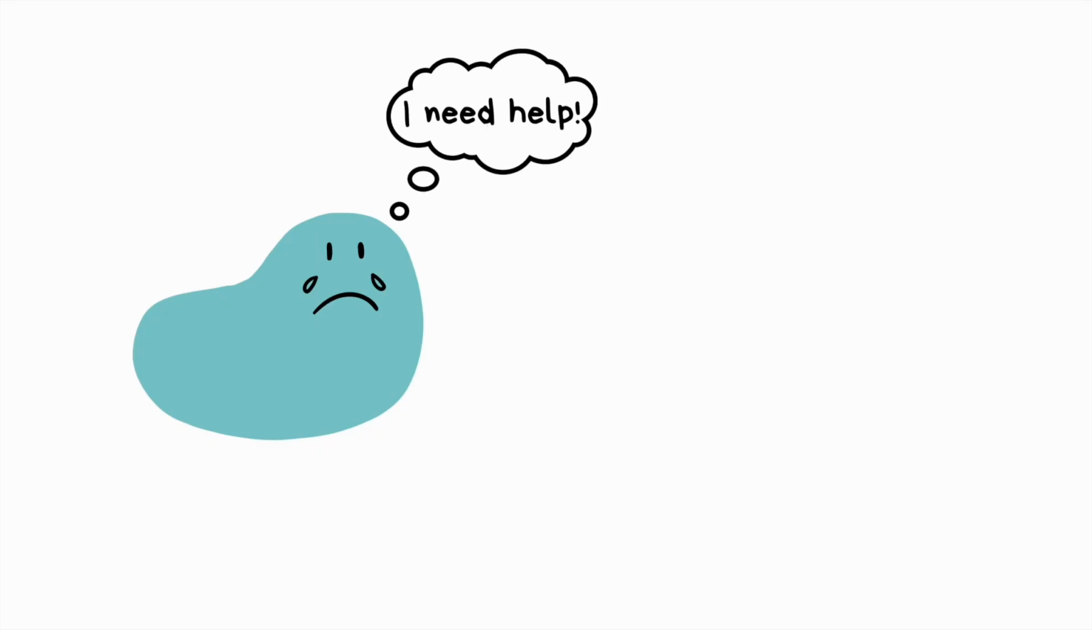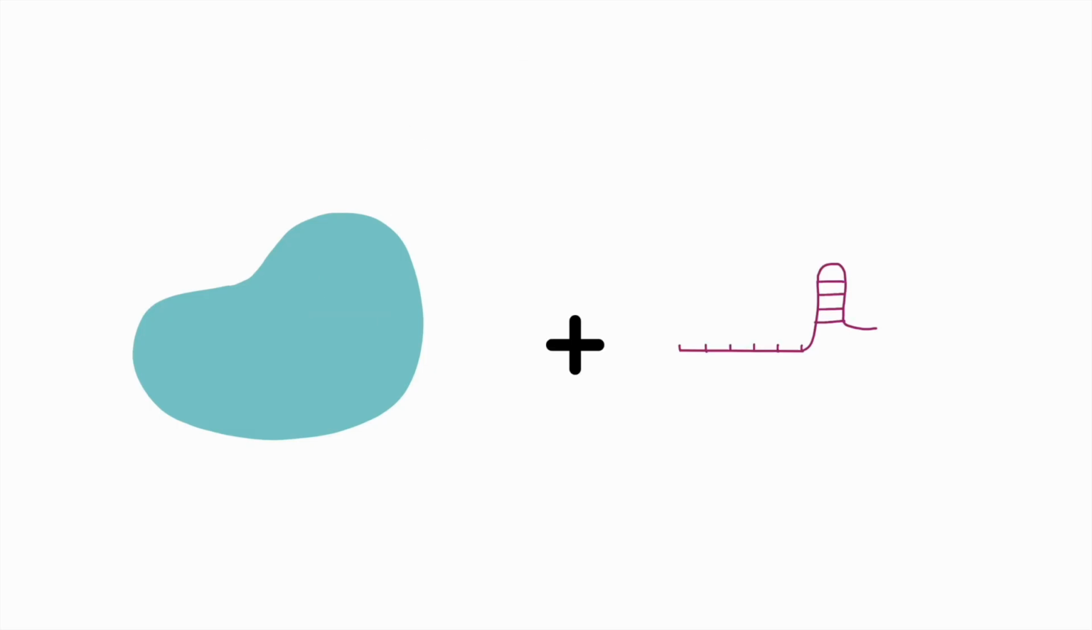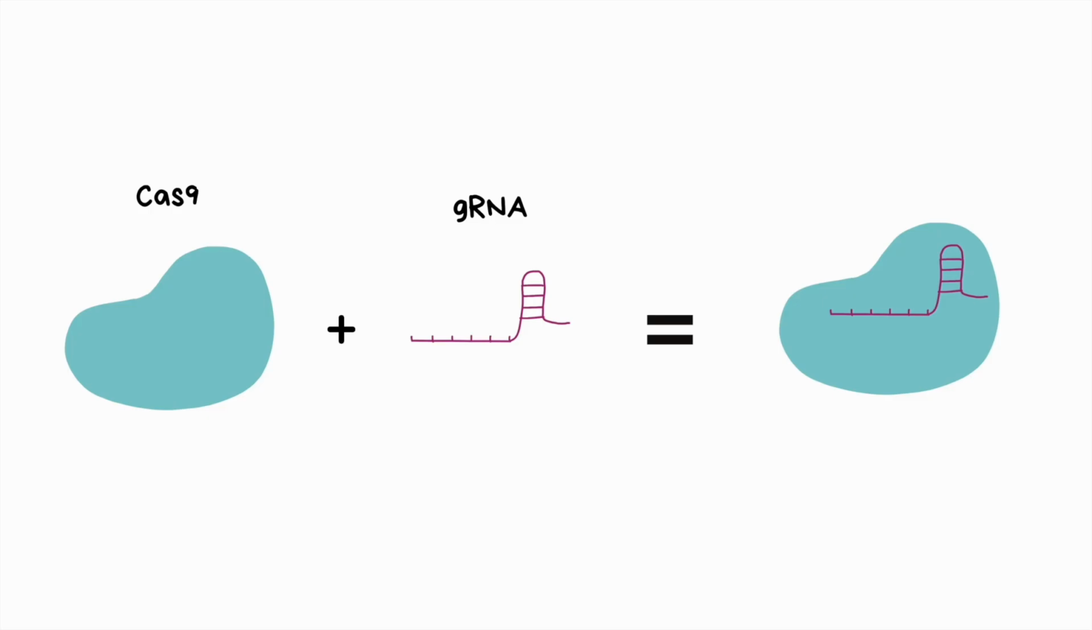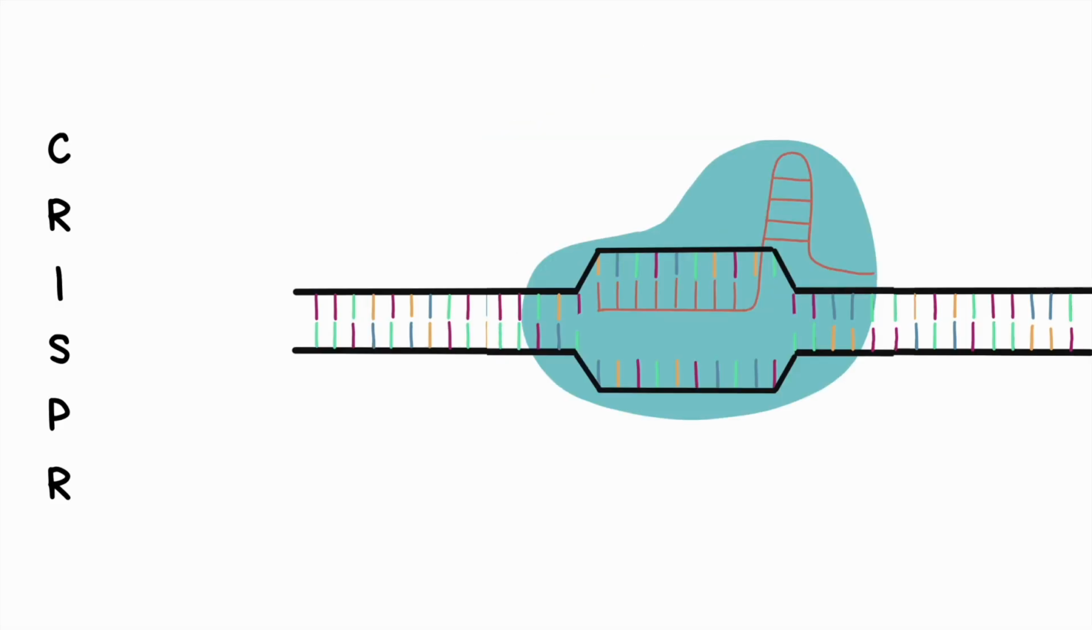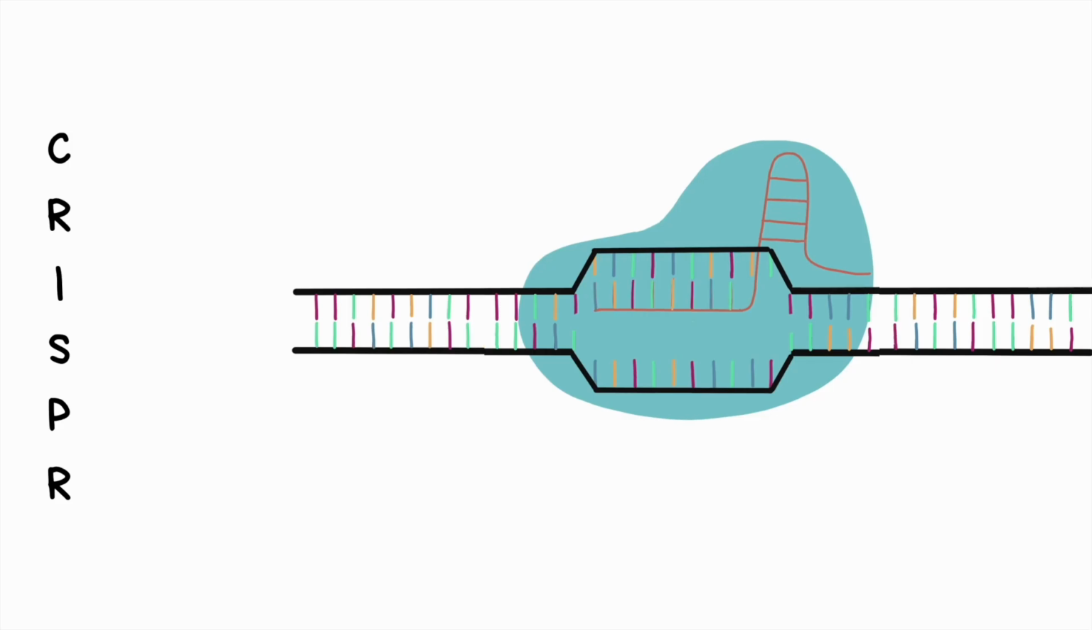However, it can't function on its own. It needs the help of the guide RNA. Together, they form a complex to look for the target sequence. Once the guide RNA finds the target sequence, the DNA unwinds, and the gRNA binds to the DNA via complementary base pairing. The Cas9 then cuts the DNA, which ends up killing the virus.